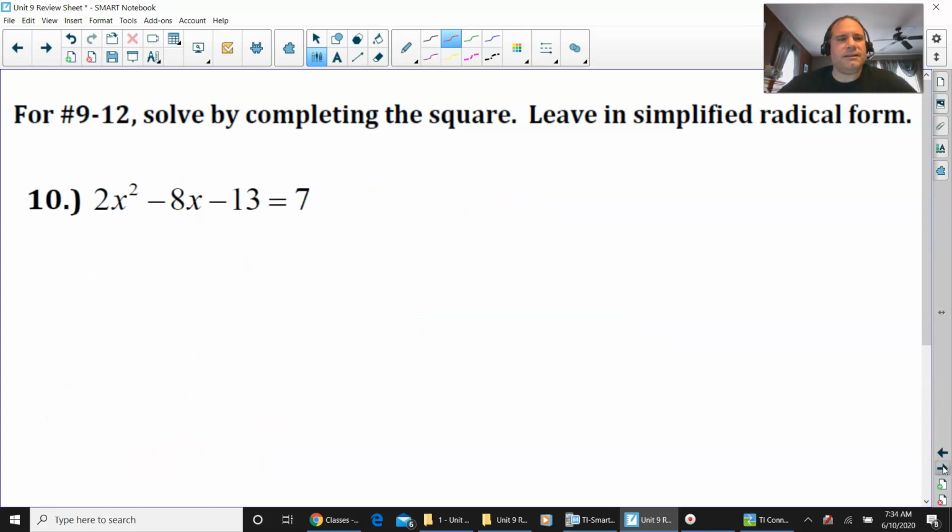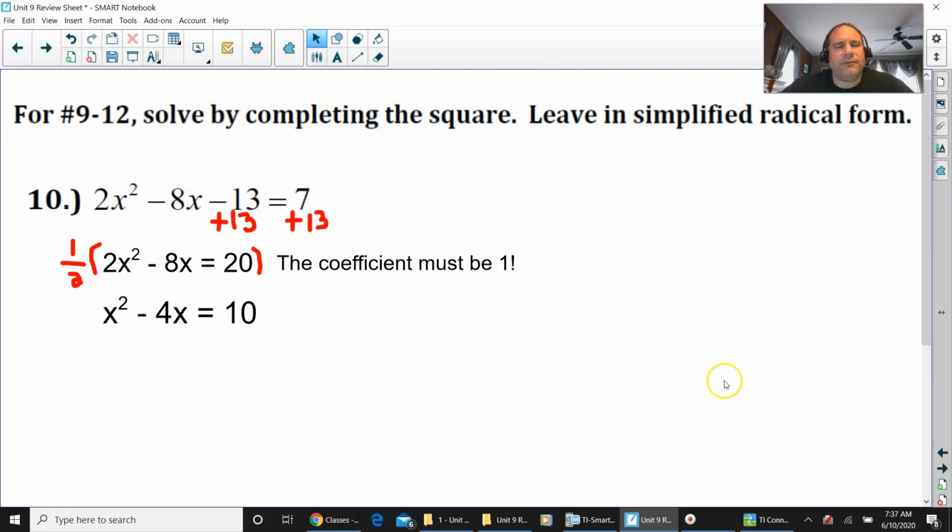All right, number 10, see if you could do this on your own. Again, completing the square, follow the steps, and take it on your own. Press pause now. So, hopefully you did it. All right, so you had plus 13. There's a little bit of a trick. This is a tricky question.